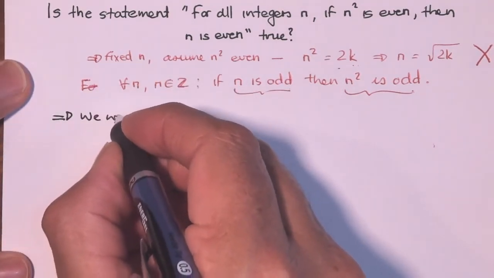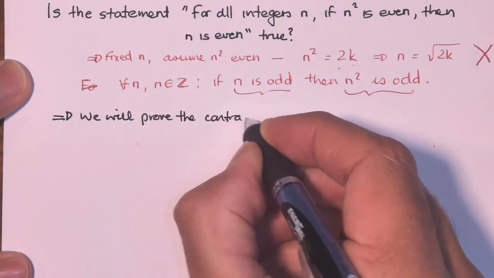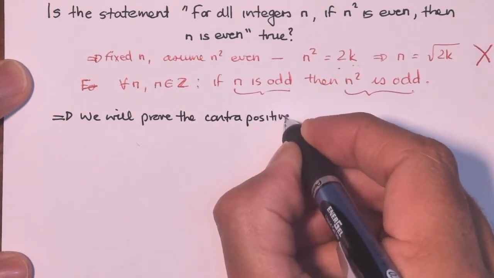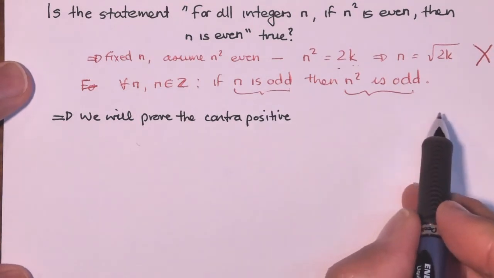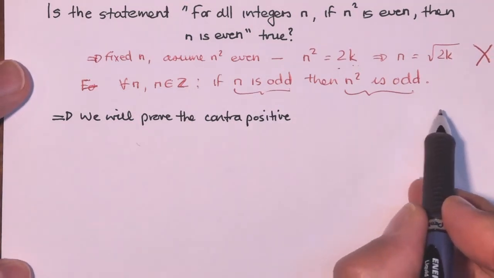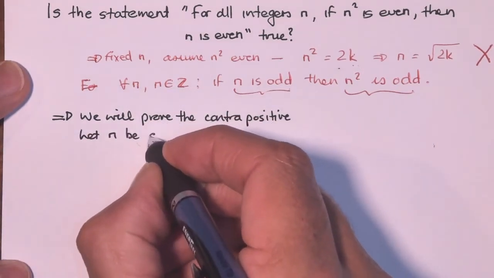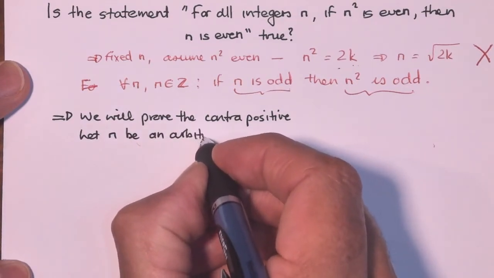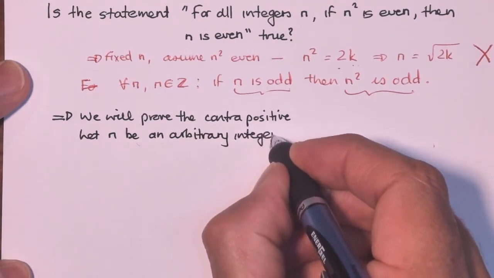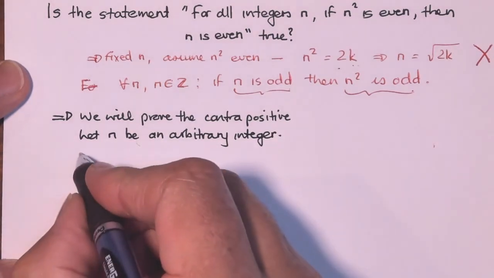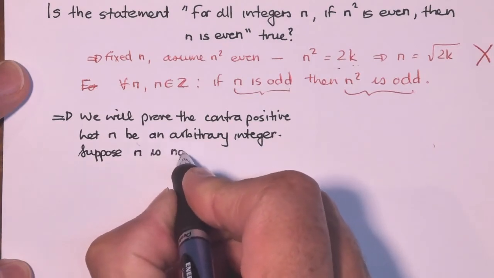We will prove the contrapositive. Now the contrapositive, remember, says not the one, and therefore not the other. So let n be an arbitrary integer, that's just another way to say any integer, n. We suppose, or we assume, n is not even.